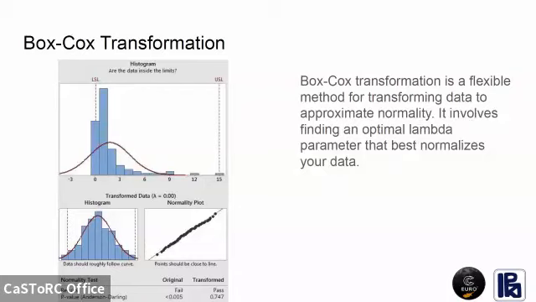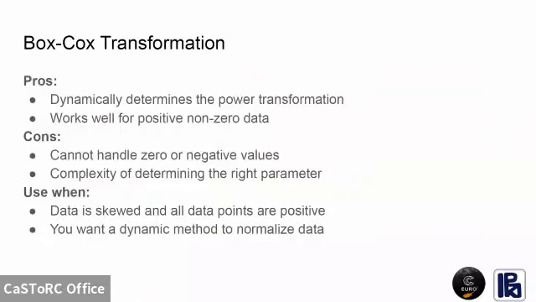Okay, this is the way you can use it. But you have two negative things about this. What is done is you have one parameter, the lambda parameter, which you can use to adjust it to transform your data to be normally distributed. So this is also dynamically determining the power transformation and also works very well for non-zero data. Again, this method cannot handle zero and negative values, and there is also the complexity in order to identify the correct lambda parameter to transform your data. So this is the negative.